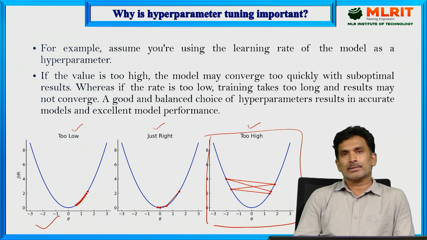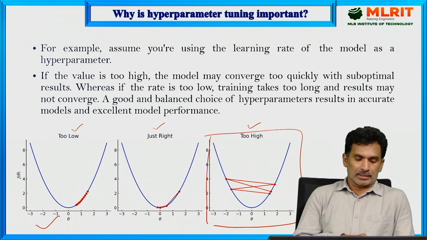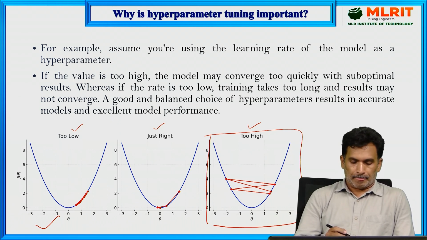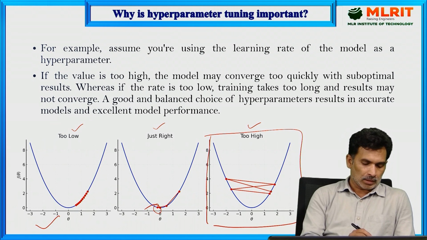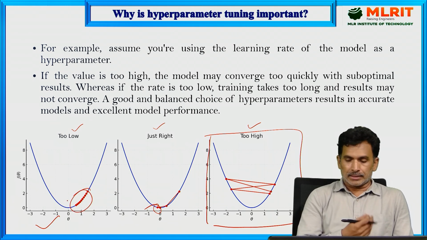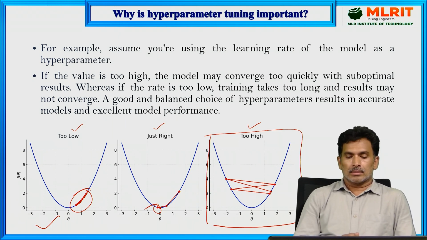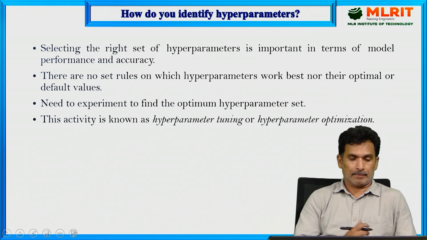Next, the best one, the balanced one, results in accurate models and excellent model performance. Here you can see the model has converged, whereas in this case where the learning rate is high, it is not converged. And where the learning rate is very low, it takes very long and the results may not converge. So that's why hyperparameter tuning is very important in deep learning and machine learning.